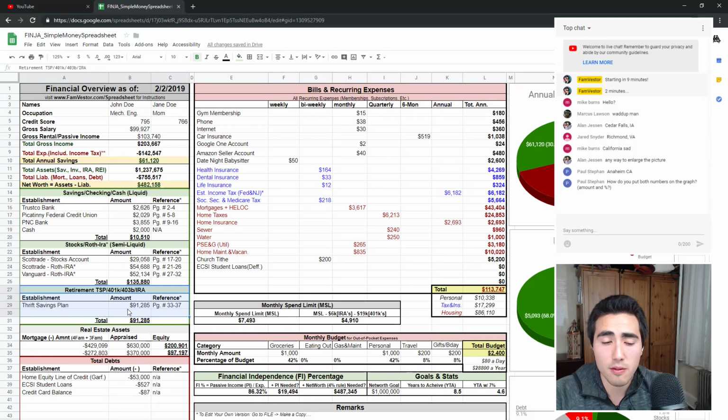Up to 50% of your 401k you can borrow, up to 50k, I believe. And then I have my real estate assets down here. And then finally my debts, so things like student loans. I have a home equity line of credit, so that's outside of the 2 mortgages I have here.